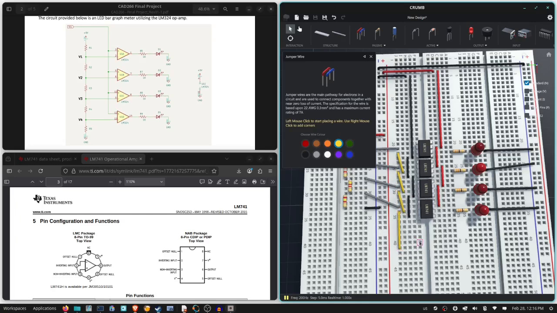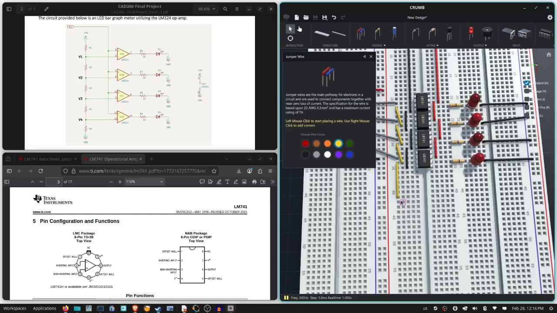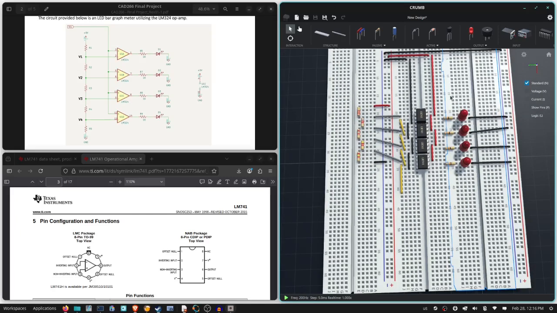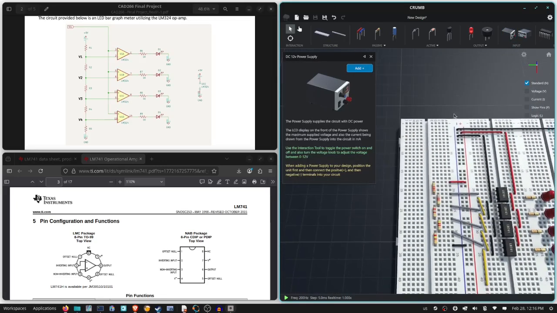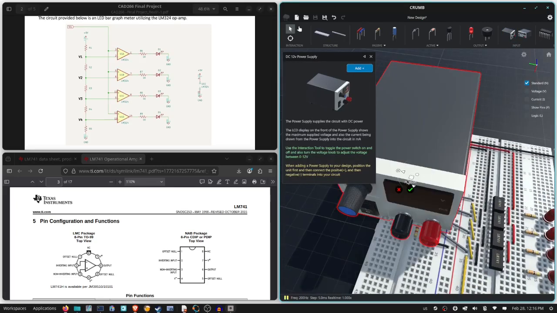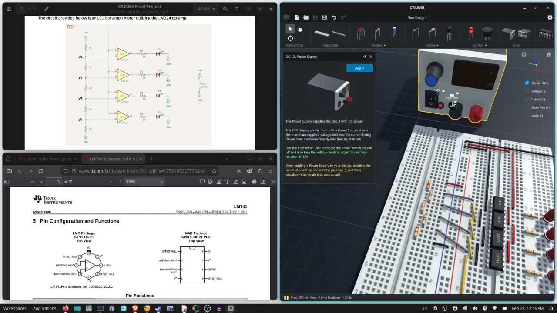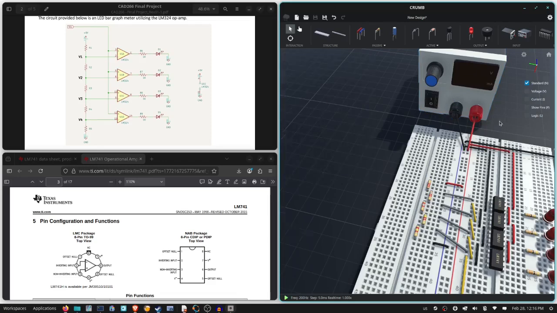All we need to do is feed in the voltage we want to compare to this rail right here. That's all we need to do. So now everything is basically set up. I'm going to power everything by dropping in a power supply. I'm going to put it over here. Positive, negative, and we're done.